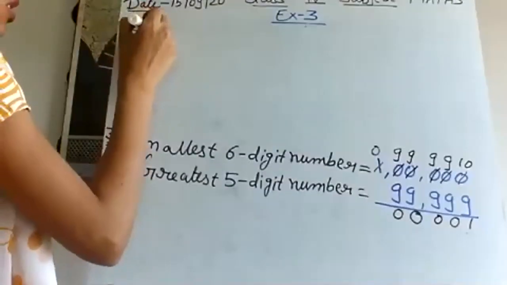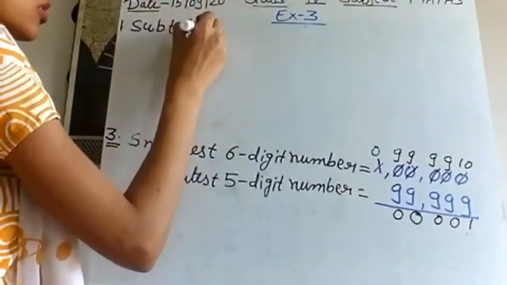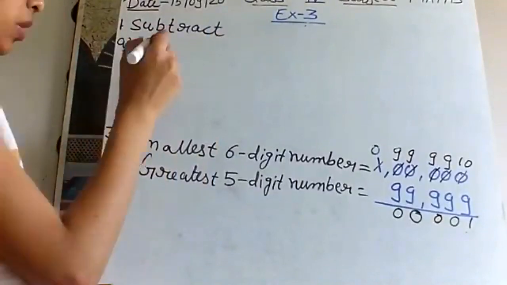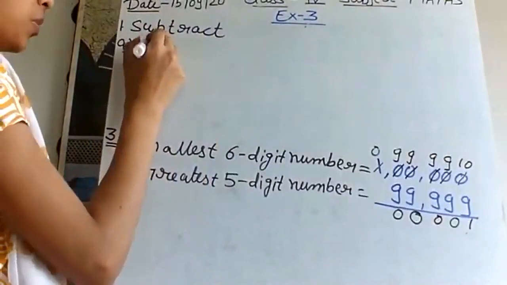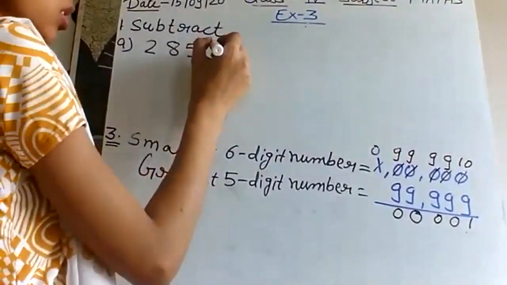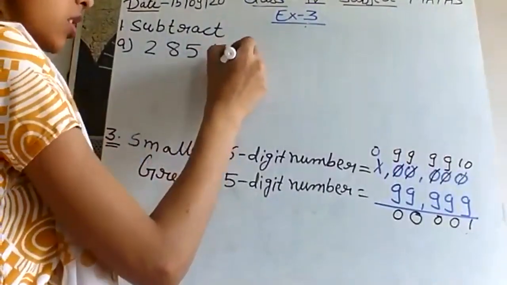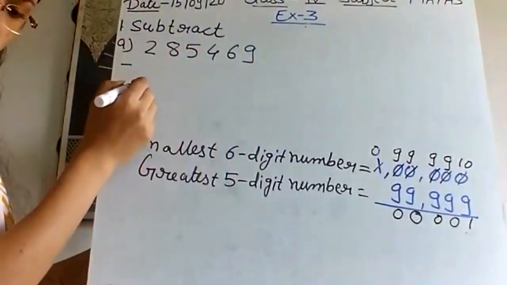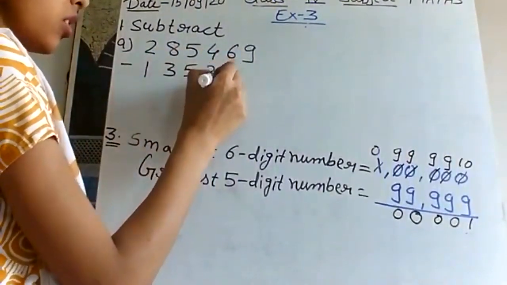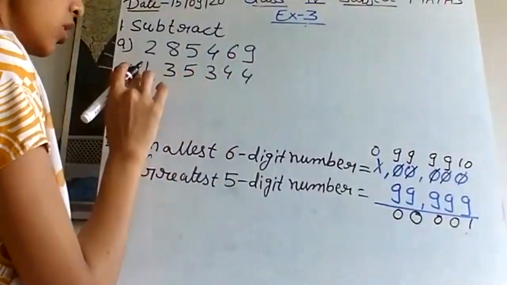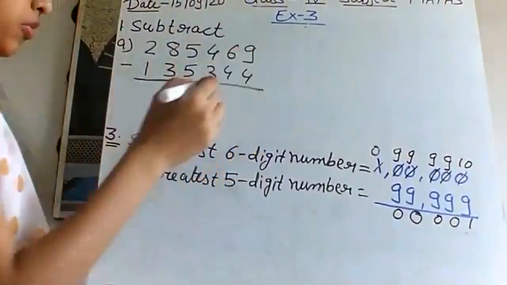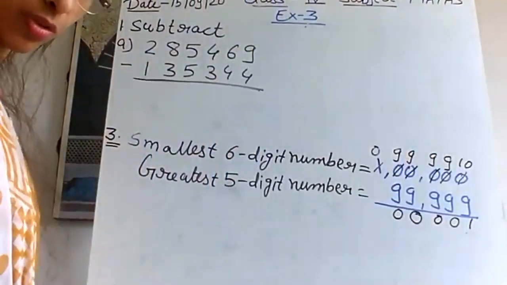Question number 1 is subtract. Number A is 2,85,469. The next number is 1,35,344. Subtraction of 6-digit numbers is also the same. You have to subtract the numbers starting from the ones place.